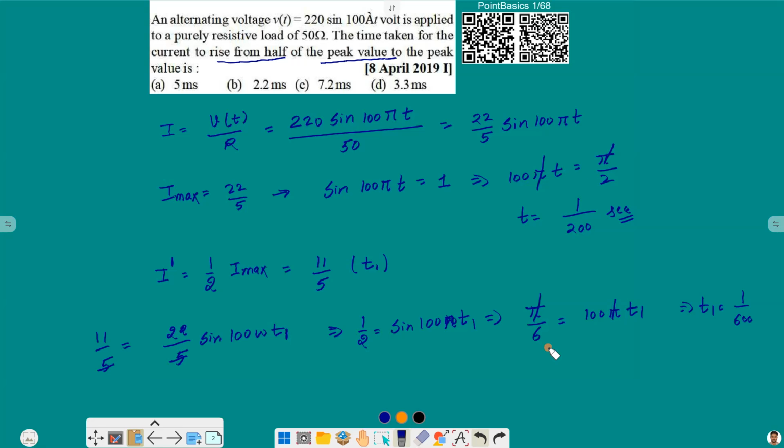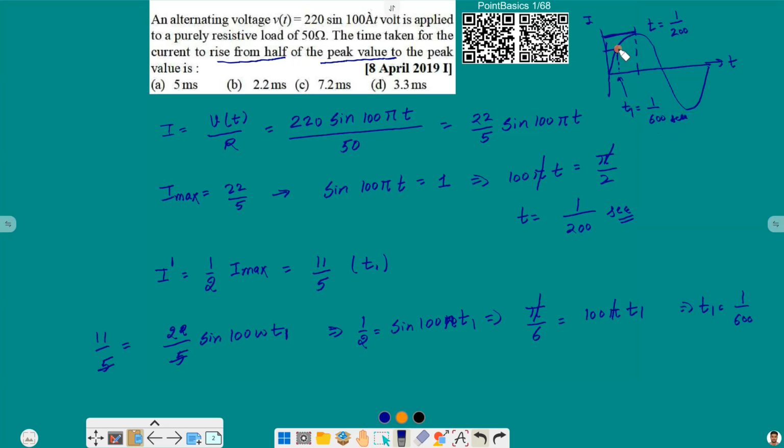So we have to find the time difference from this value to the peak value. So here what we have calculated till now, this is the behavior of current here, as this current is following the sine graph. So this is the peak value of the current, and time taken here to reach this peak value is given by 1 by 200 second. And this is suppose half of the peak value. Here we have time and here we have current. So time taken here to reach is 1 by 600 second.